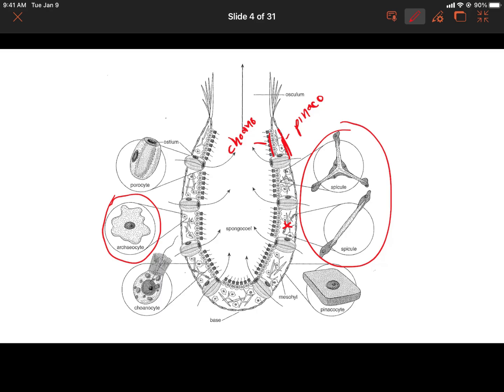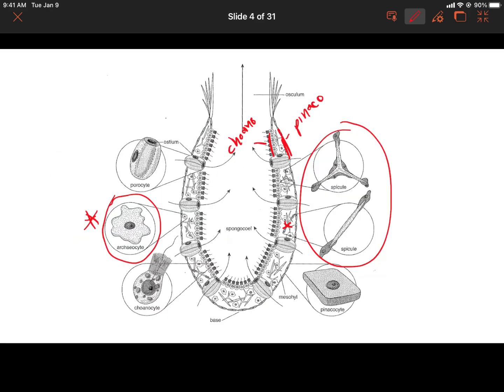I just want to point out that archaeocytes in particular can wander all over the sponge. They can be in the mesohyl, they can crawl out to the outside, they can differentiate into something else. A choanocyte actually can differentiate back into an archaeocyte and wander around. So there's a lot of flexibility in cell differentiation in sponges.